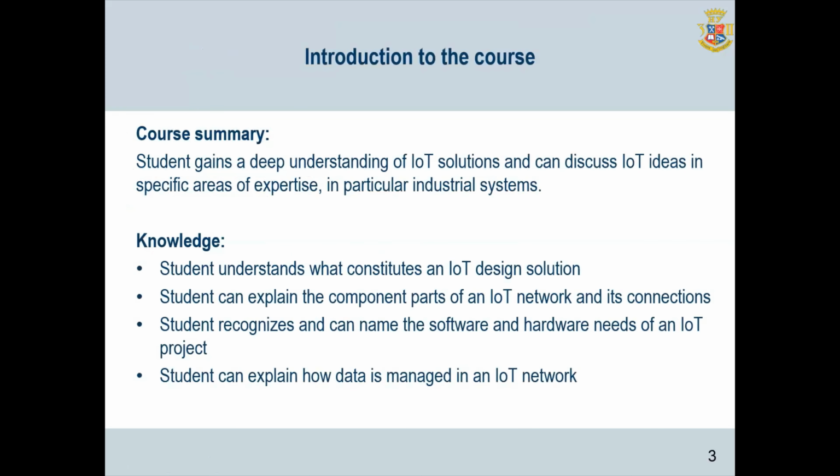After completing this course, the student will have a deep understanding of IoT solutions and will be able to discuss IoT ideas in specific areas of expertise, in particular, industrial systems. The knowledge that the student will gain as a result of the course is: student understands what constitutes an IoT design solution. Student can explain the component parts of an IoT network and its connections. Student recognizes and can name the software and hardware needs of an IoT project. Student can explain how data is managed in an IoT network.